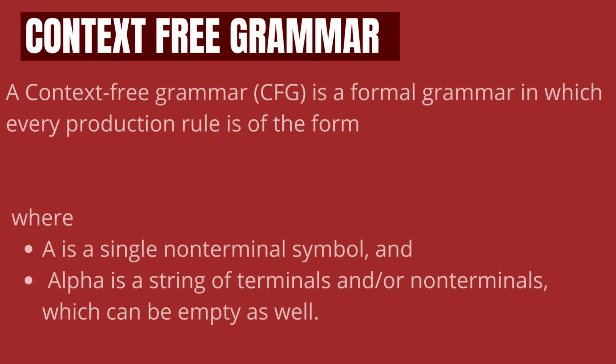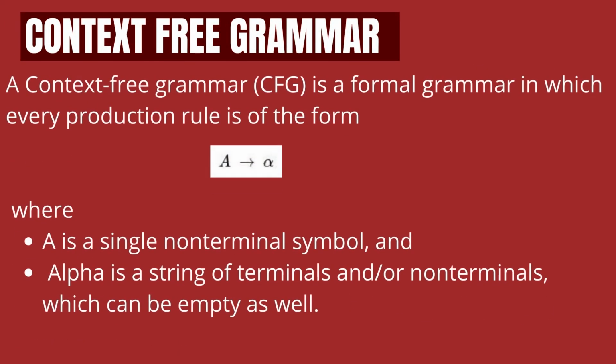Lastly, let's look at the context-free grammar. A context-free grammar will have a production rule of the form A produces alpha, where A is a non-terminal symbol and alpha denotes any terminal or non-terminal symbol. Note that alpha can be empty string as well.